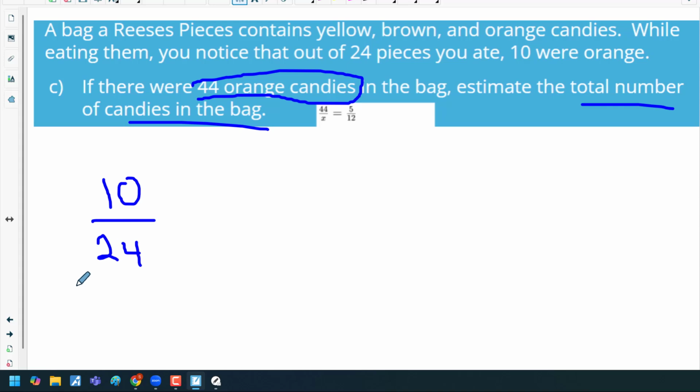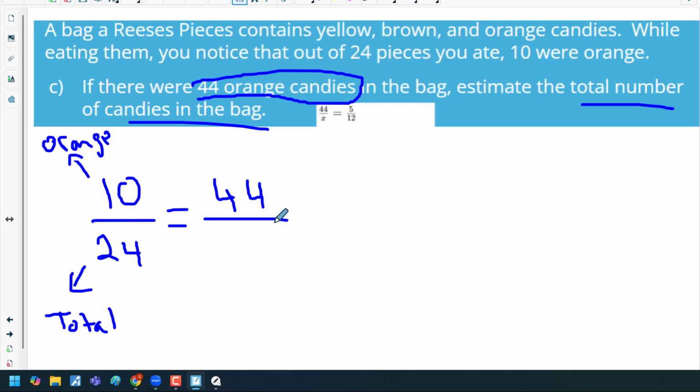Well, remember that when you're doing this fraction, the bottom number is kind of like the total number of candies, and then the top number in this case is the number of orange candies. So you need to make an equal sign, make an equation, and write another fraction where the number of orange candies is 44, and the total number of candies in the bag is a question mark, because we don't know. That's what we're trying to figure out. And we usually use a letter here, x, a variable. So the equation is 10 over 24 equals 44 over x.